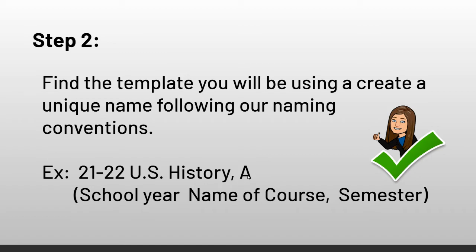So this is semester A, so that's semester 1. You could also label B for semester 2. If there is no semester, if it's a semester-length course only, then you don't need to label it A, B. Then you could just put the year in the name.